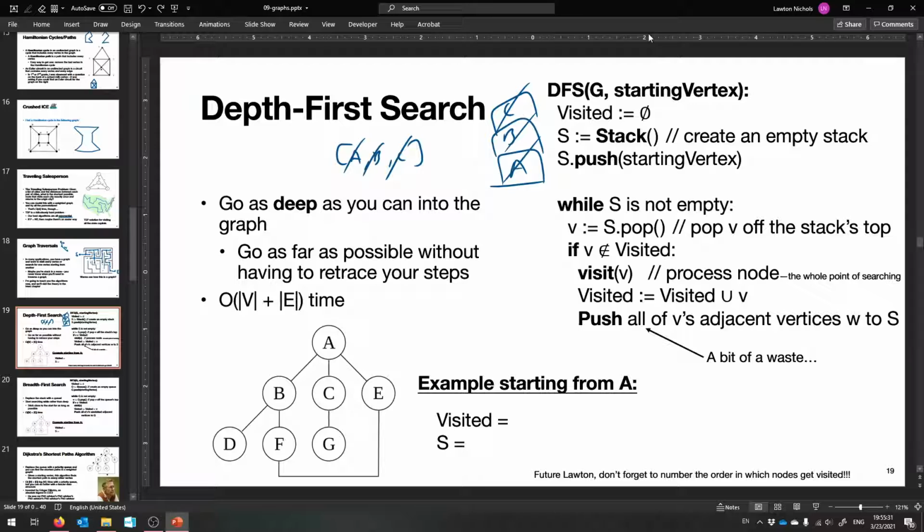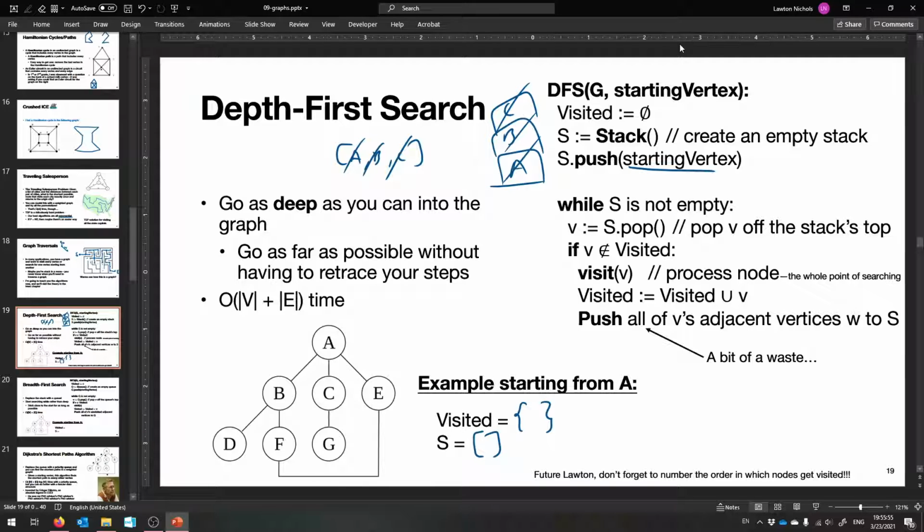Okay, so this is depth first search. It allows you to visit every vertex in a graph from a starting vertex. So here's what you do, assuming the graph is connected, that is. Start out your visited set as empty. So it begins being empty. And then you make an empty stack. That's going to tell you where to go next.